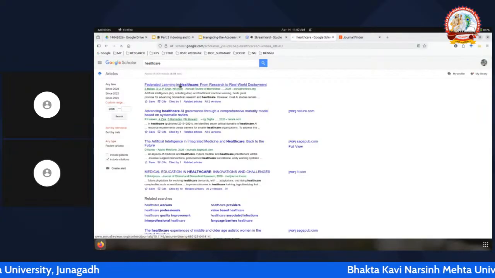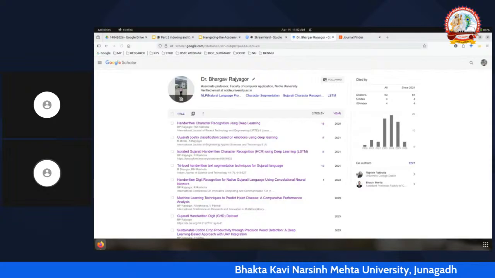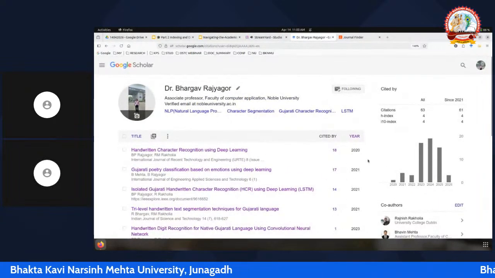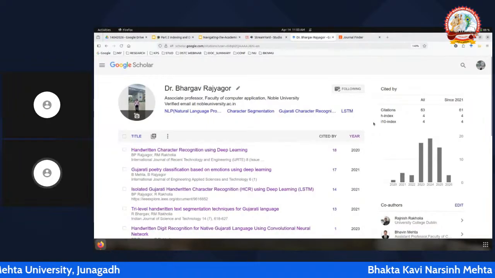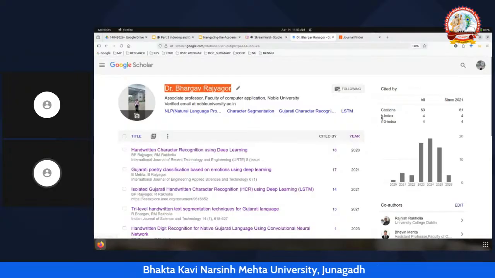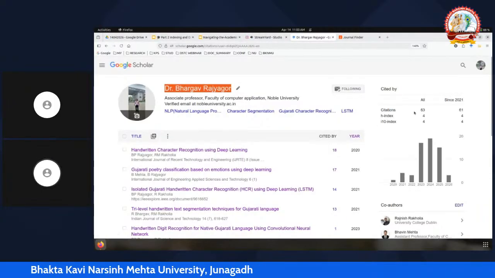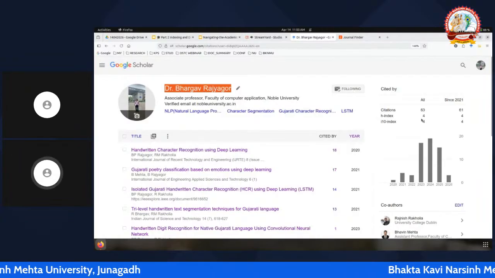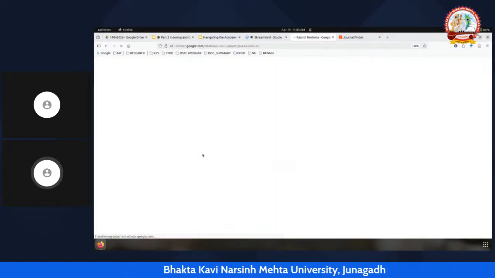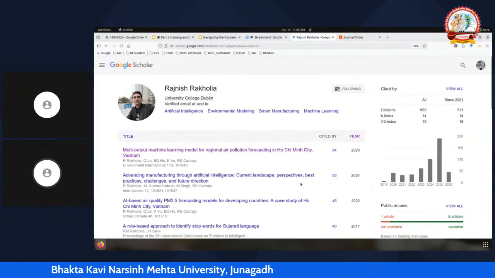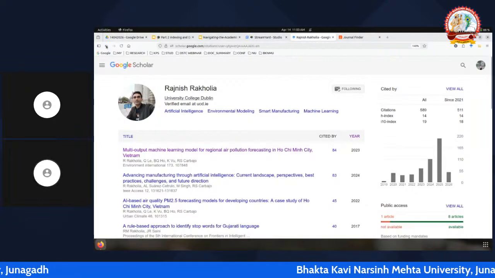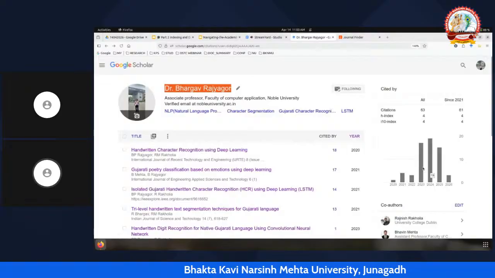If you want to identify the particular author's visibility or author's credibility, then a particular author, that means Dr. Bhargav Rajigur, has citations of 63, H index that is 4, I10 index that is 4. You can directly identify the particular author with citations. So you can sort the database with author name, author profiles also.